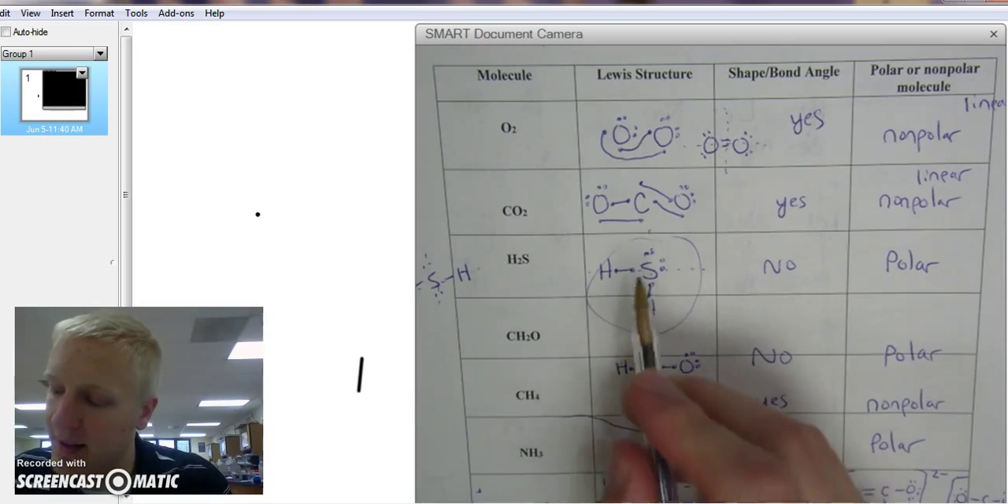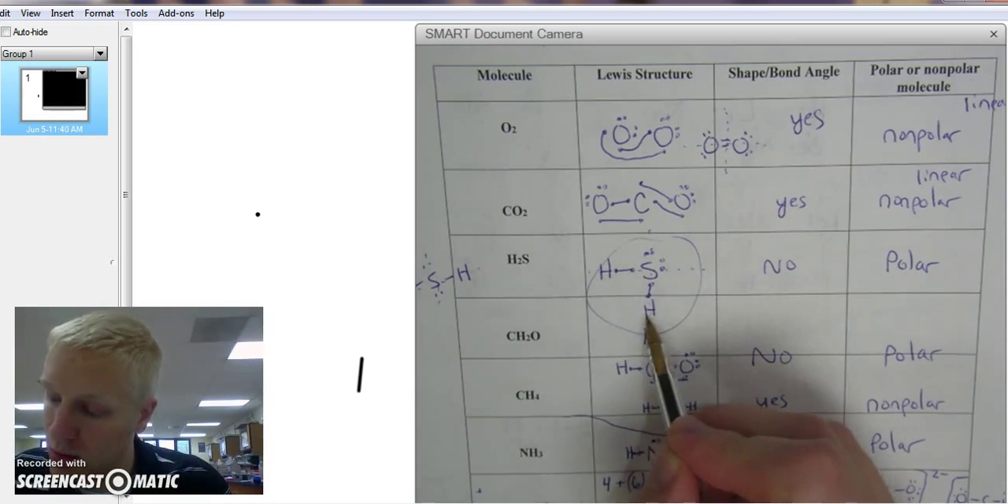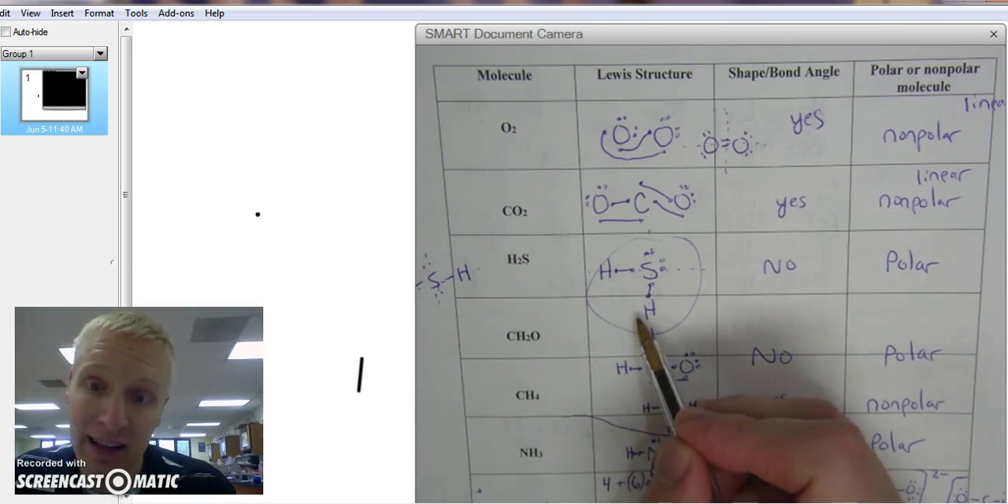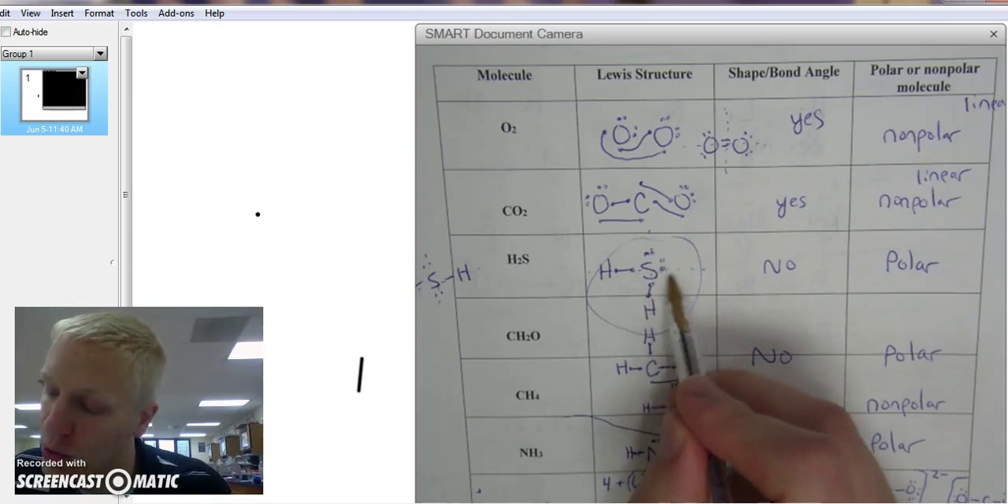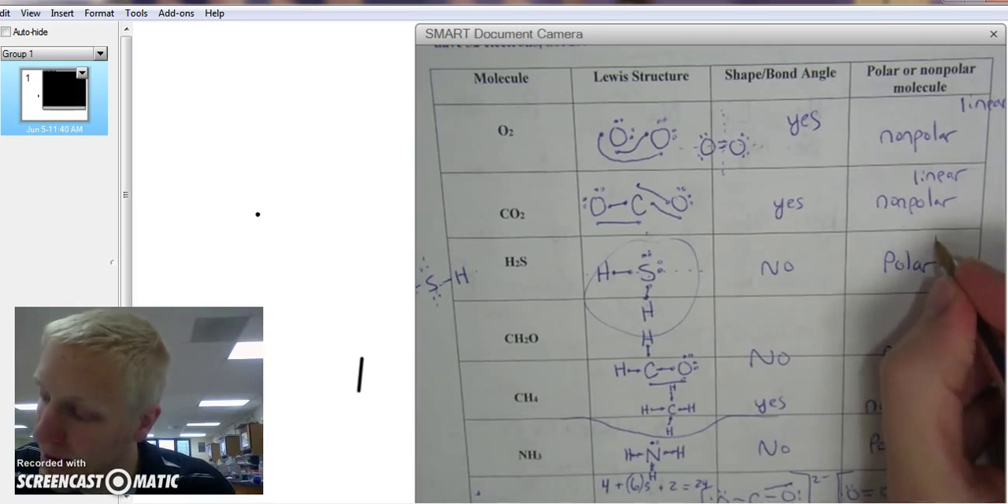Looking at H2S, this one has 2 outer atoms, so it could be either linear or bent. And this one has 2 lone pairs, so it is bent.